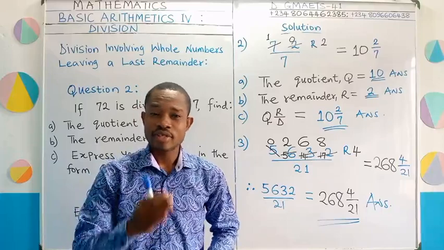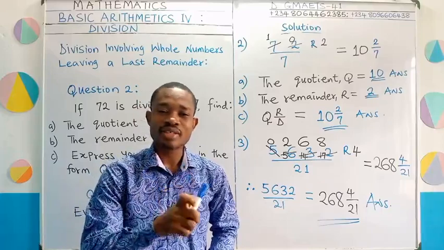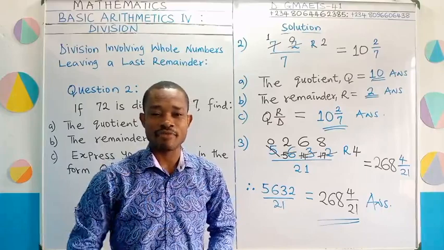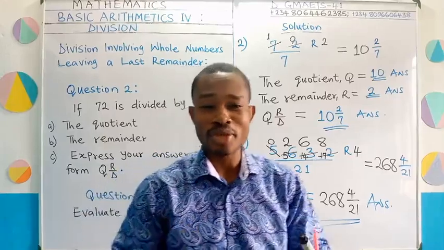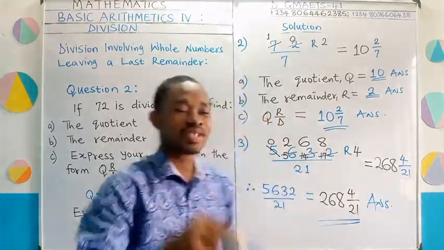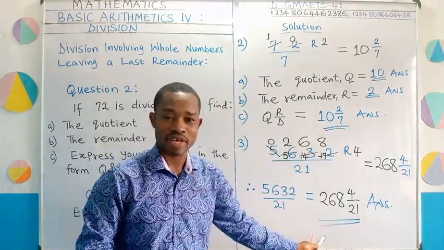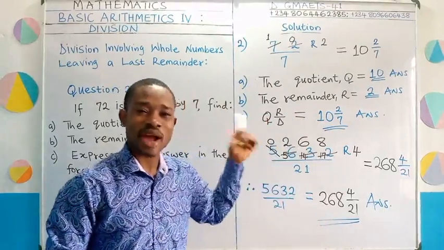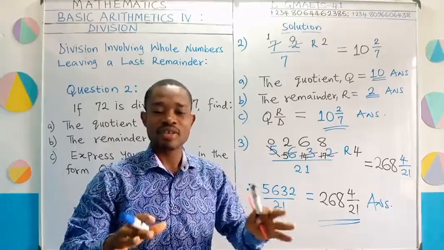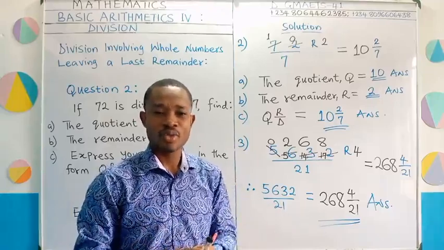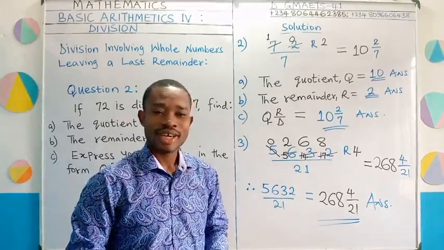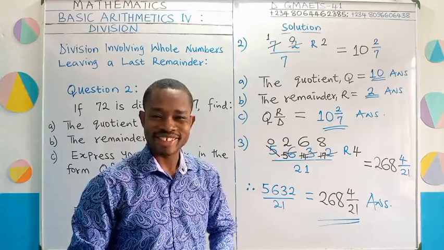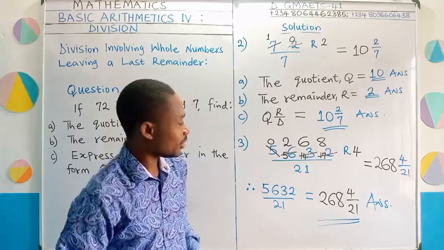In our next class, I'll be teaching you how to write your answer in decimal form. But do you know what? For you to be able to write your answer in decimal form, you must get it in mixed fraction form first. Which means that this part of division is very important. Are you following? Without it, you cannot get your answer in decimal form. I hope I've communicated. That's good.